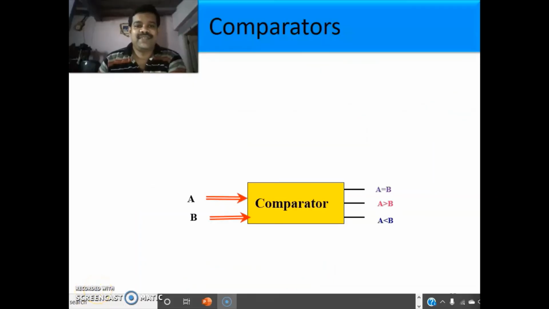Next we are going to see the topic comparator. This comparator is also called a magnitude comparator. So what is meant by a comparator?